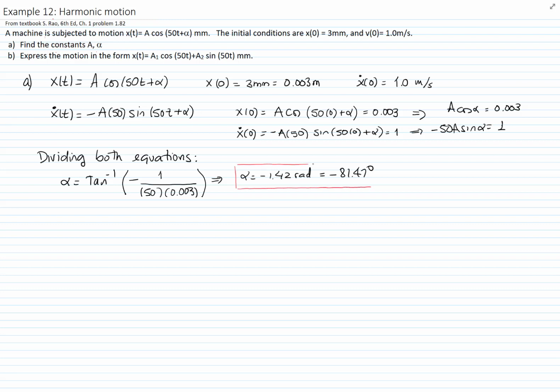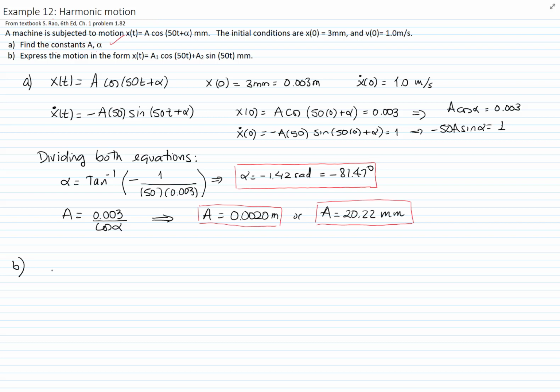With that angle, we can also find A very easily. Using either of the two equations above, we can get A. Let's use this one: 0.003 over cosine of alpha gives me that A is equal to 0.0202 meters, which we can convert to millimeters. That's 20.22 millimeters.